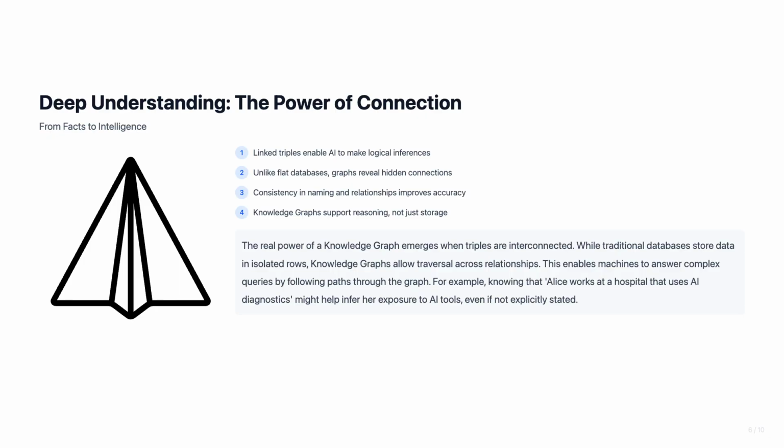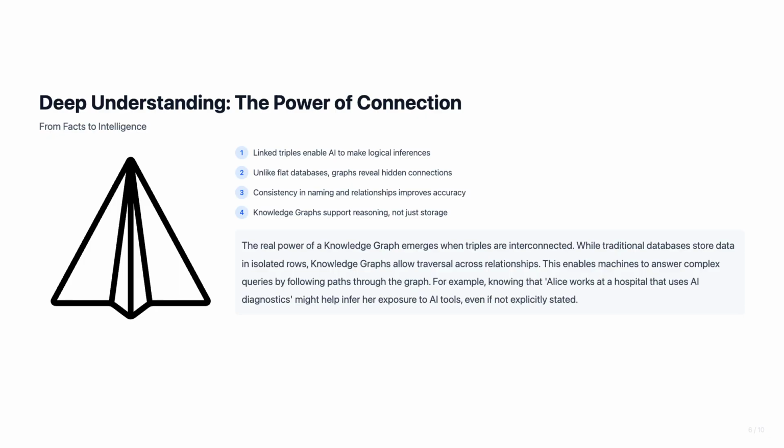This is why AI systems can answer complex questions with ease. But there's a catch: the quality of the graph matters. If one triple says NYC, another says New York, and another says the Big Apple, the system might think they're different places. So, best practice is to use consistent names, always New York City, and clear, standardized relationships. This ensures the machine can reliably follow the connections.